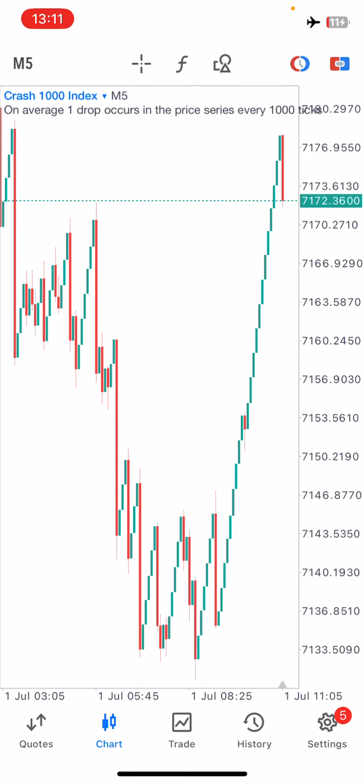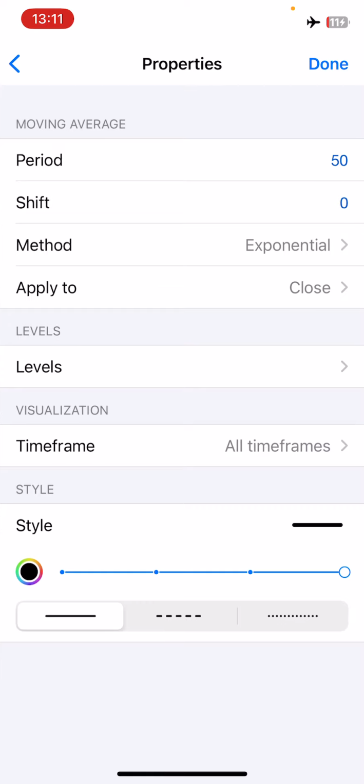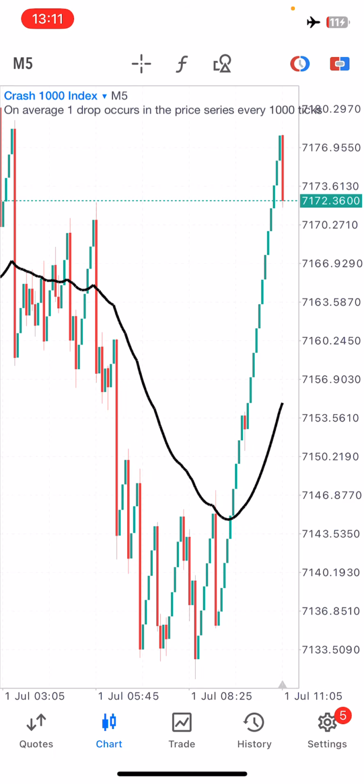The first indicator that we want to install is called a moving average, and this moving average is going to have the following properties that you see on my screen. We've got a period of 50, a shift of 0, a method of exponential, apply to close, and on the levels we are not going to require any for today. On visualization, we want to use the 5-minute time frame, but because there's a part 2, we'll just keep it on all time frames. I chose the color black for my indicator. If I click done, I should have that black line running across our charts.